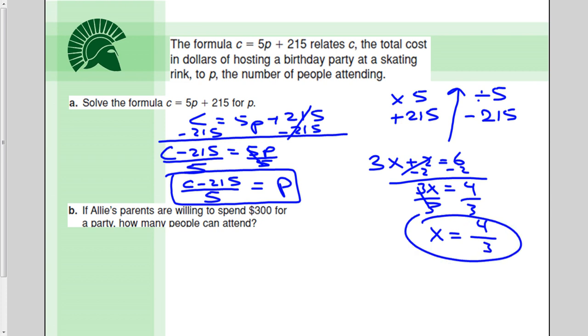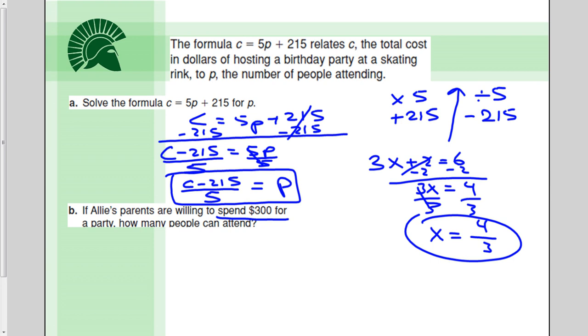In a literal equation, there isn't a number that I get because there's another variable that's sitting there. So I have to keep all of the operations that I've done to get P by itself. So notice I end up with a fraction, but in this fraction, there's still a variable. Part B says, if Allie's parents are willing to spend $300 for the party, how many people could attend?